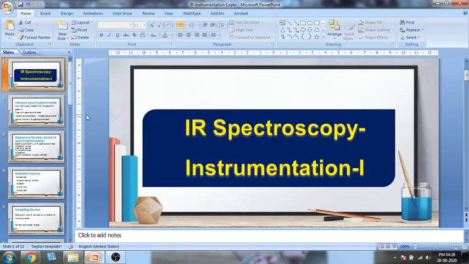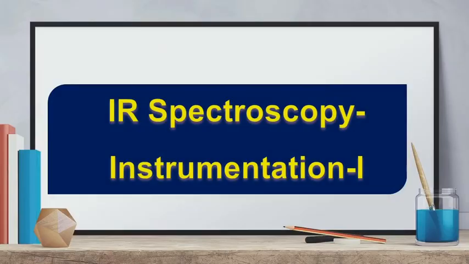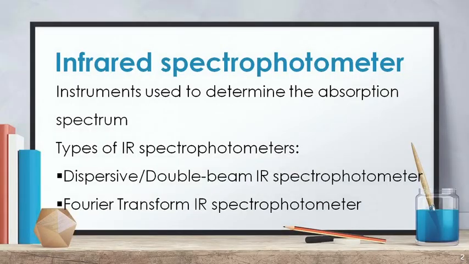Welcome to the class. Today's class is about IR spectroscopy instrumentation. The instrument that determines the absorption spectrum for a compound is generally called an infrared spectrometer, or more precisely, simply a spectrophotometer.